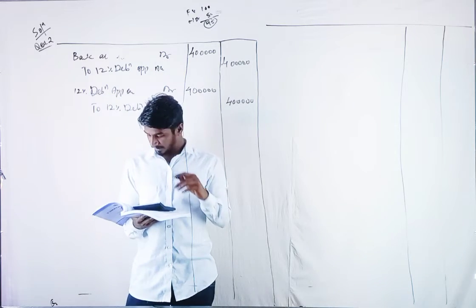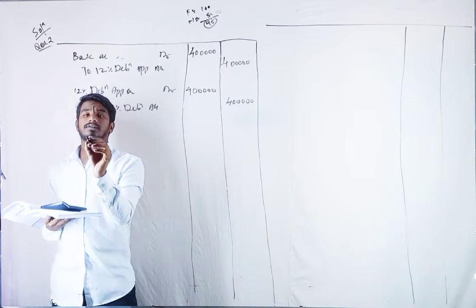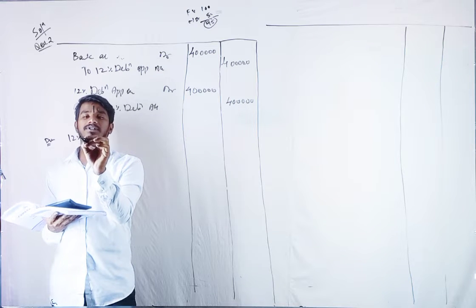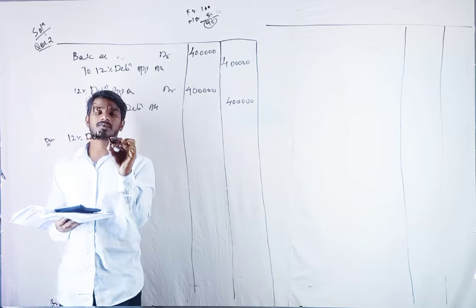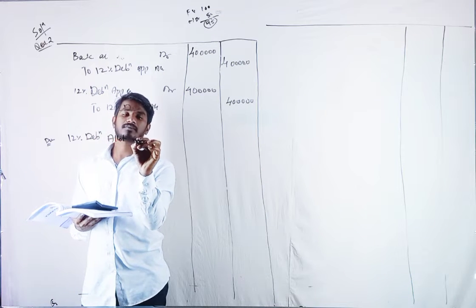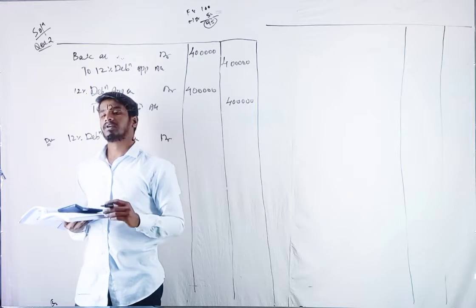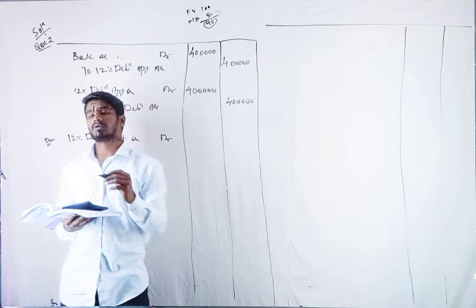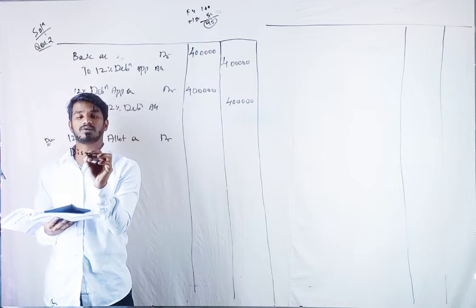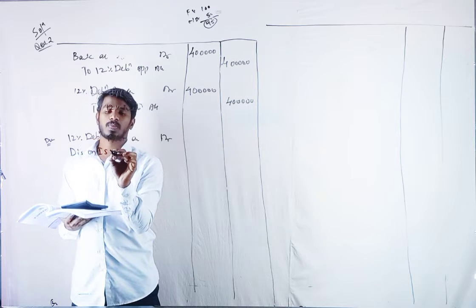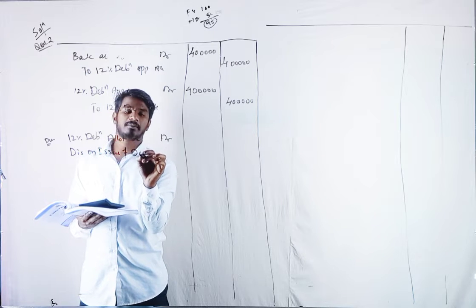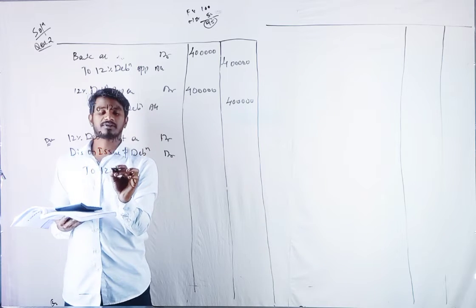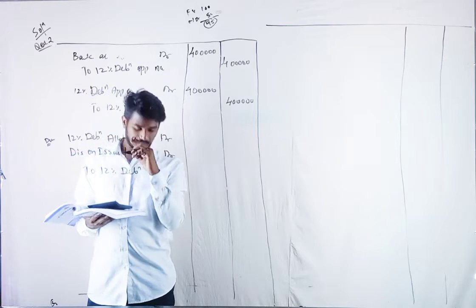And in the allotment we have a discount also. First, let me make it due. 12% debenture allotment account debit. Here we have a discount. Discount is a loss, so it will be debited. Discount on issue of debenture debit to 12% debenture, right?